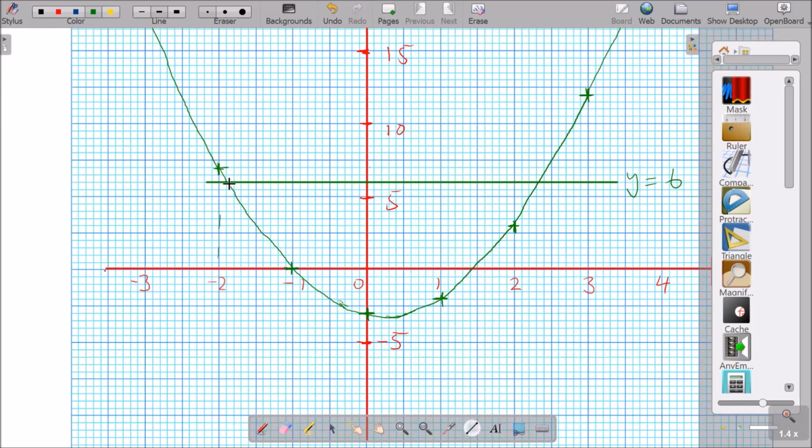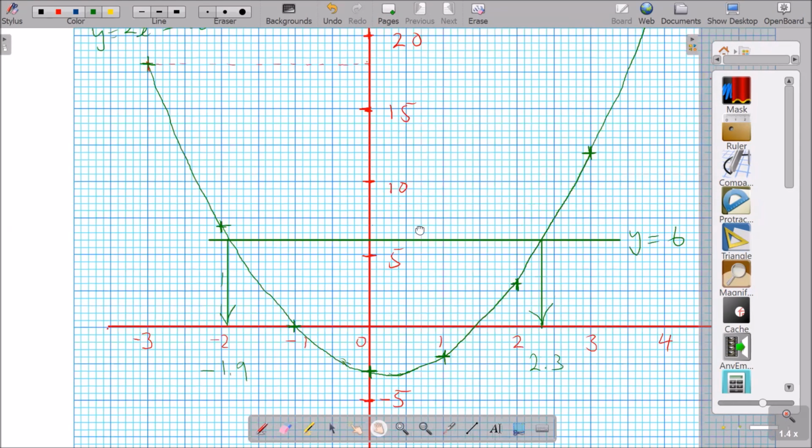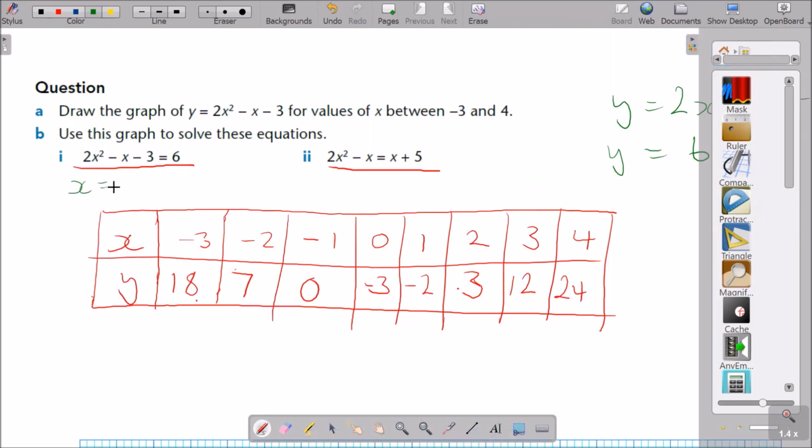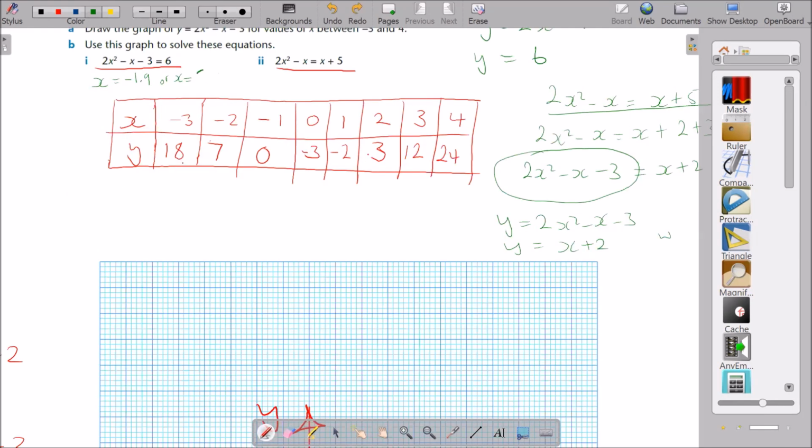So we'll take vertical lines from where the two graphs meet. We want this value there and this value there. This is minus 1.9 and this is 2.3. So now we can say x is equal to minus 1.9 or x is equal to 2.3. Okay, so those are our solutions.